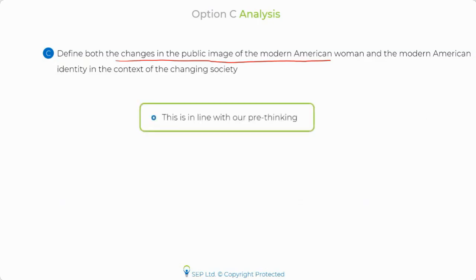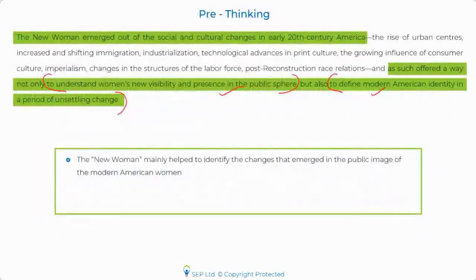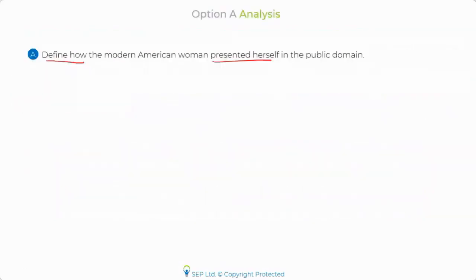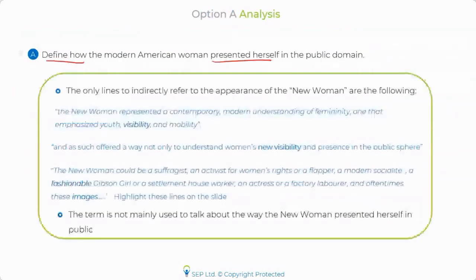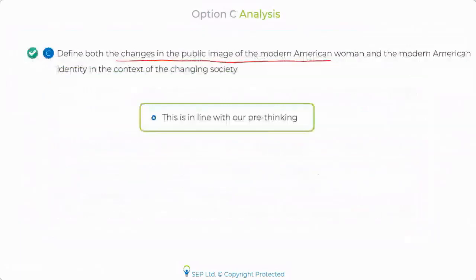If you go back to the pre-thinking that we did, look at this portion: to understand women's new visibility and presence in the public sphere, to define modern American identity. Clearly choice C matches up to that. Choice C is the correct answer. 31% of you marked this.